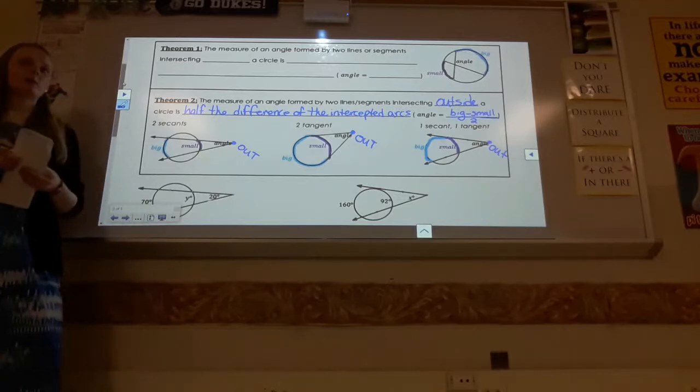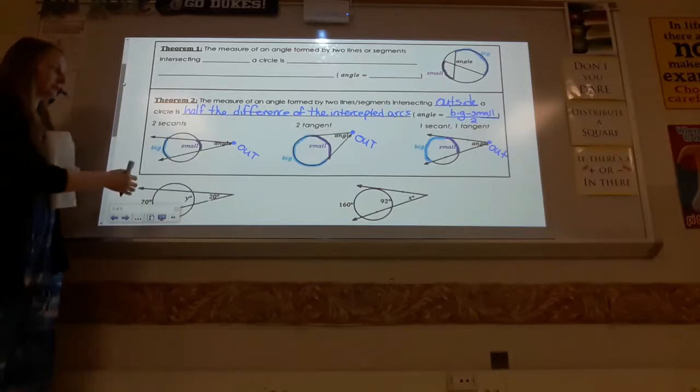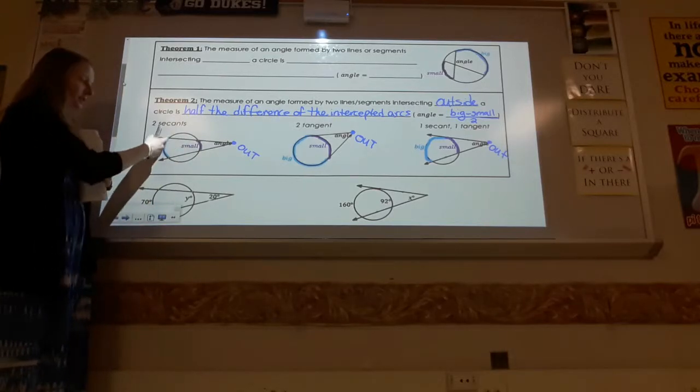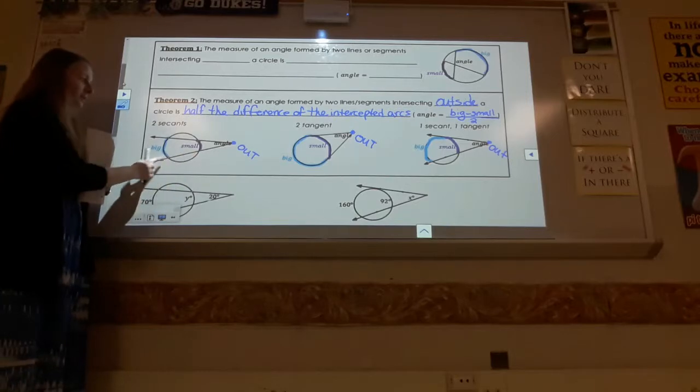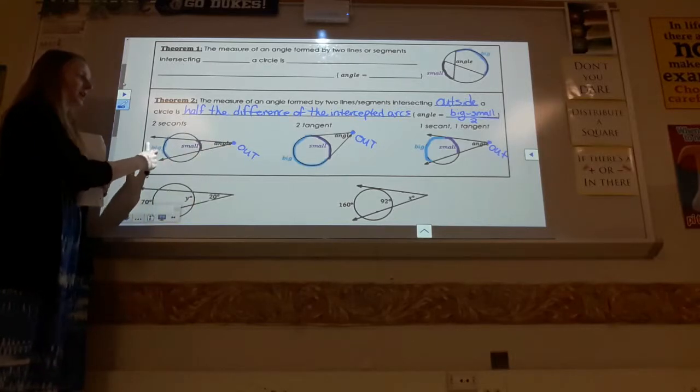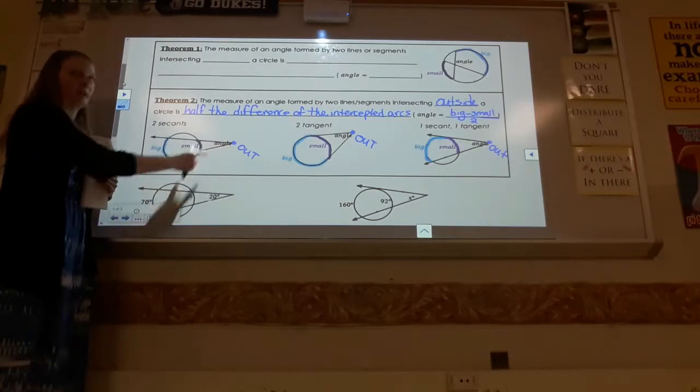Alright, and the big and the small are referring to the relative sizes of the arcs. So you can visually see which one's smaller and which one's bigger. Clearly this arc is bigger and this one's smaller. So in this kind of scenario, if you guys have two secants that are intersecting out here, you would do this arc minus this arc divided by 2 to find the angle.